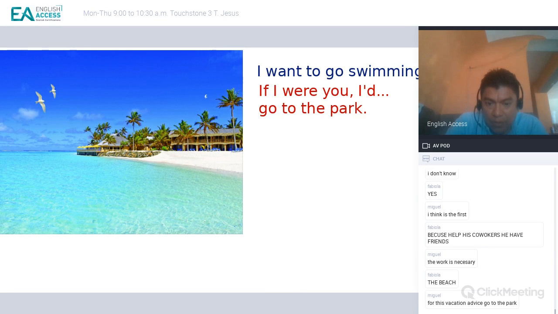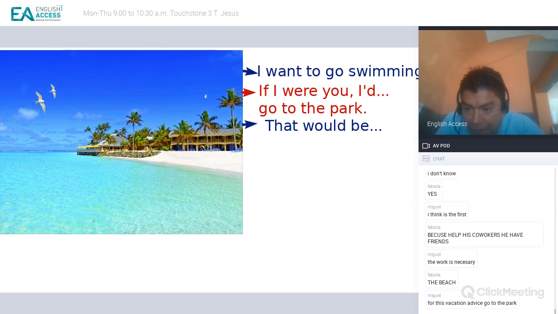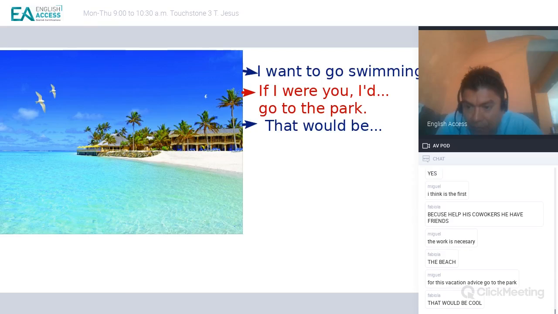Now, we're going to do this. This is friend A, and then we have friend B. Okay. Now, what answer can friend A say? What can he say? What response can he give? If it's a good idea, we say that would be what? That would be cool. Good.